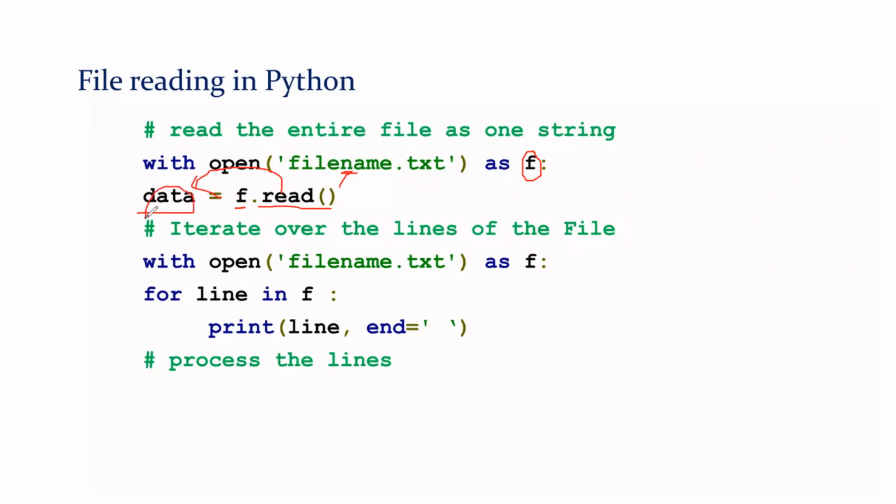This is the identifier name. F is the identifier name. Read is the method. Open is the function. With is the helper. All this.